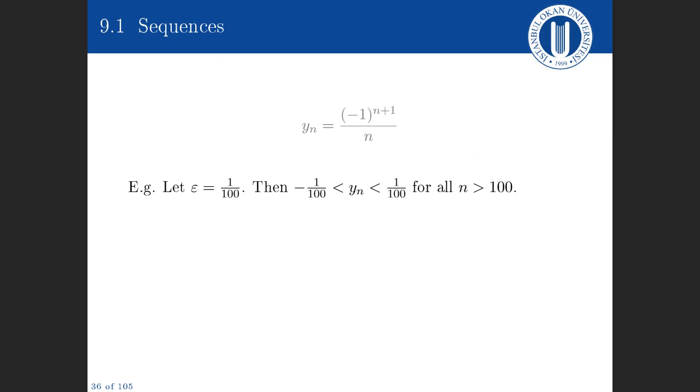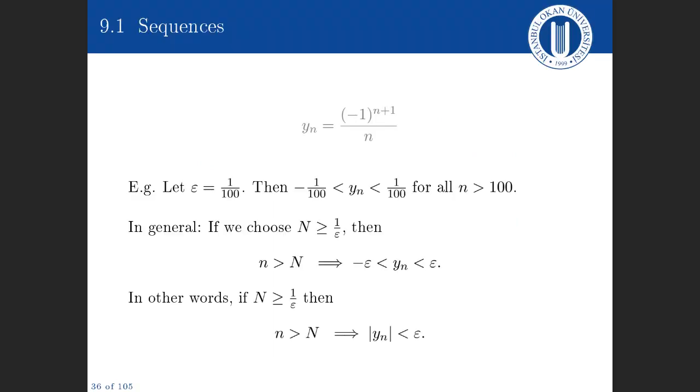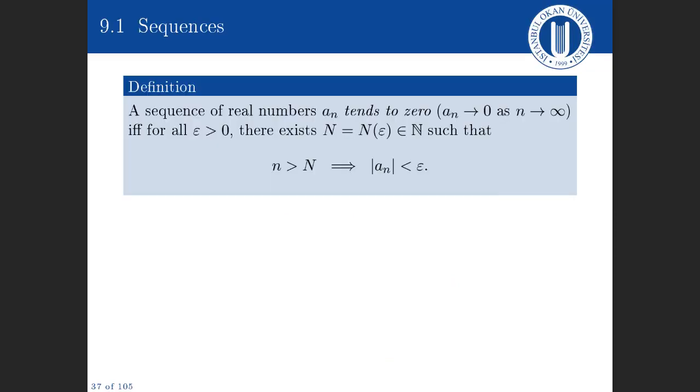So for example, if we let epsilon be 1 over 100, then I'm claiming that yn is always between minus 100 and 100 for n greater than 100. You check that. In general, if we always chose n to be bigger than 1 over epsilon, then yn is between minus epsilon and epsilon. In other words, if capital N is bigger than 1 over epsilon, n greater than capital N implies that the absolute value of yn is smaller than epsilon. We use this idea for the definition of a sequence which tends to 0.